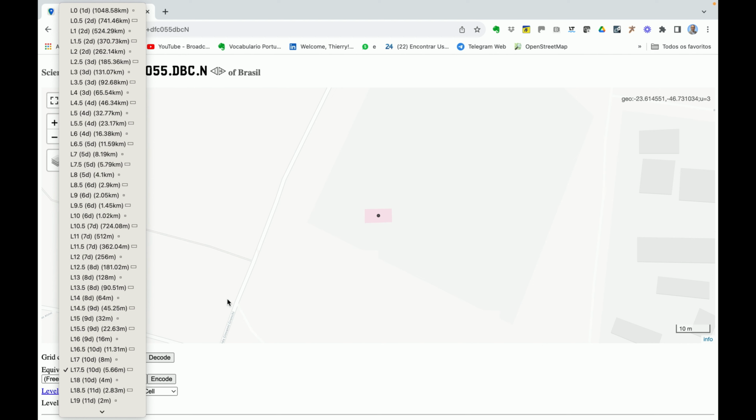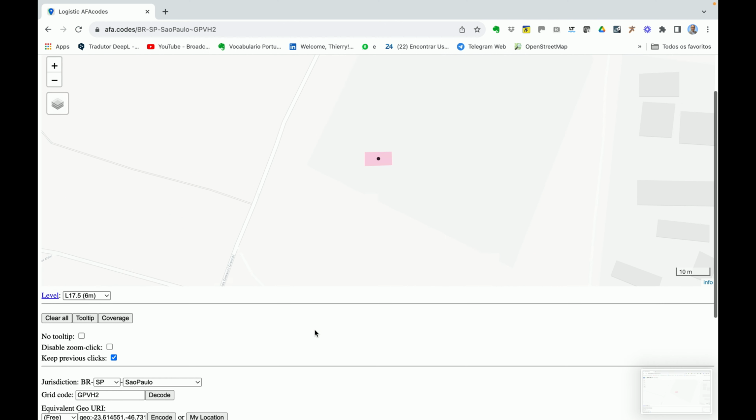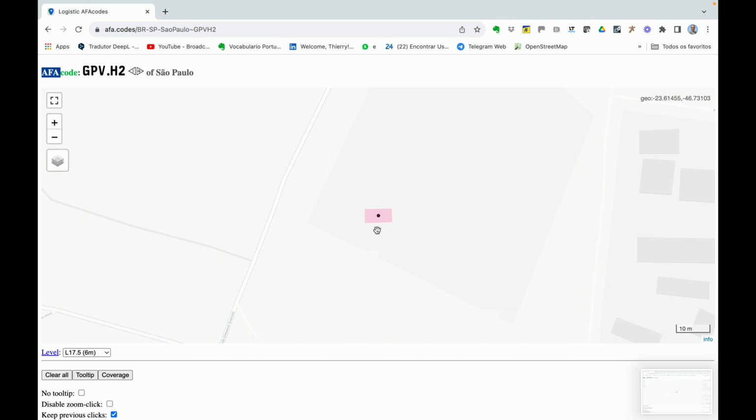Consider this logistical AFA.codes, BRSP, SPA, JPVH2. It shows a 6 meters area in São Paulo. The set of logistical grids allows us to have 6 different grid levels with 6 different cell sizes.